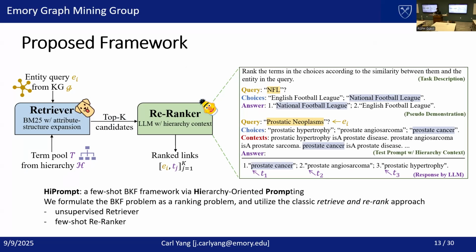And then in the re-ranking part, we also tell the language model what the ontology looks like around that entity, so how the ontology already looks for your query entity. That basically helps the language model to really understand the problem better.